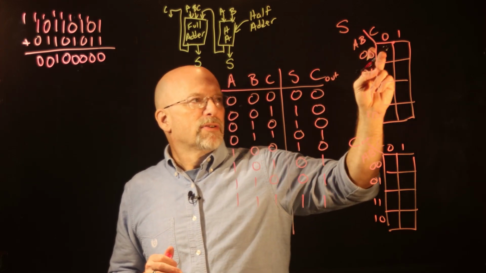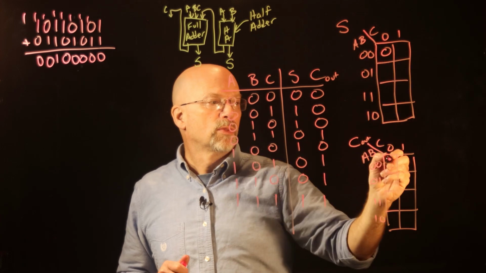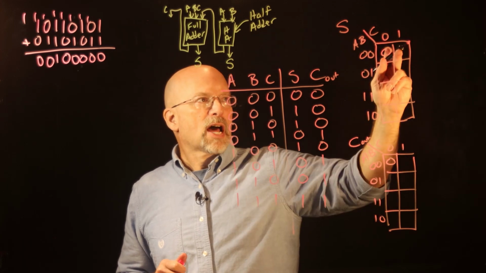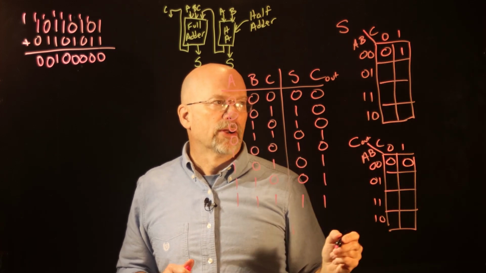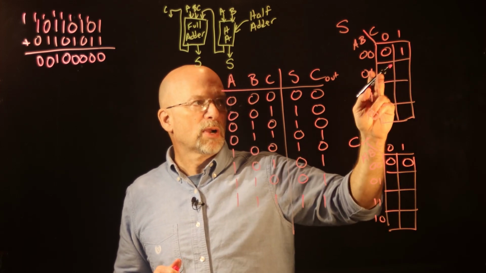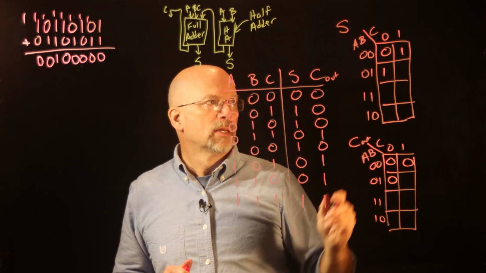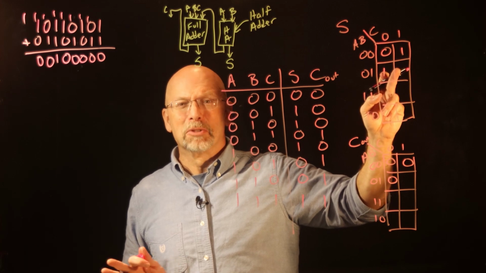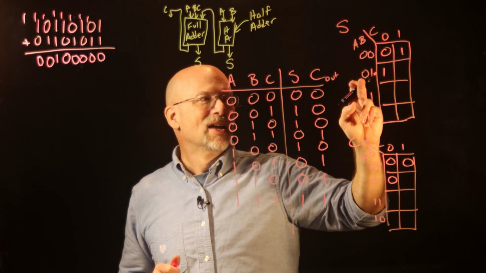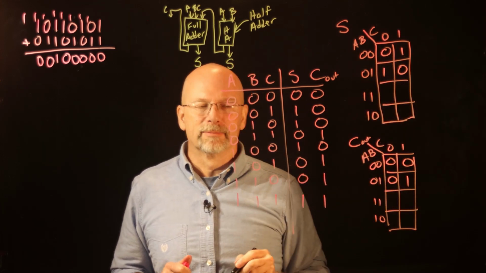So in this cell right here, all 3 inputs are 0, so I have 0 with no carry. This cell right here, I have 0 plus 0 plus 1, I have 1 with no carry. This cell, 0 plus 1 plus 0, that's 1, no carry. This cell right here, or excuse me, cell. Have I been saying column? Sorry about that. This cell right here is 0 plus 1 plus 1, that's 0 with a carry.